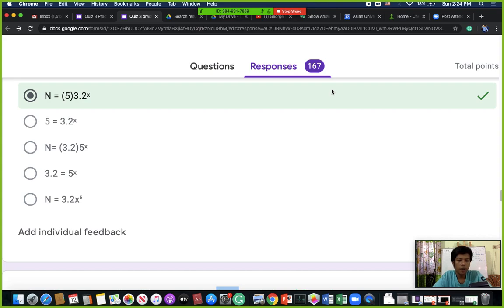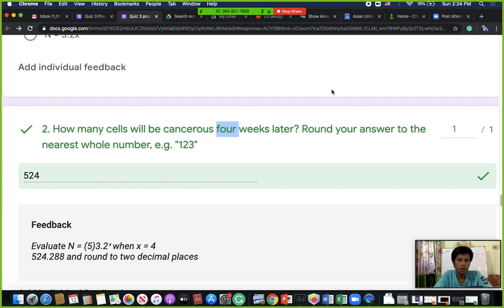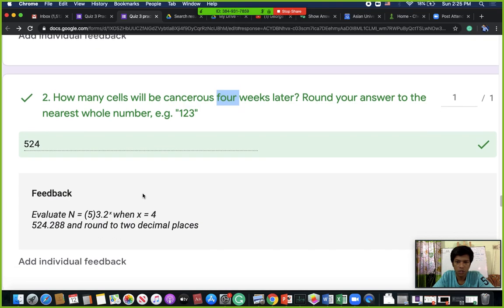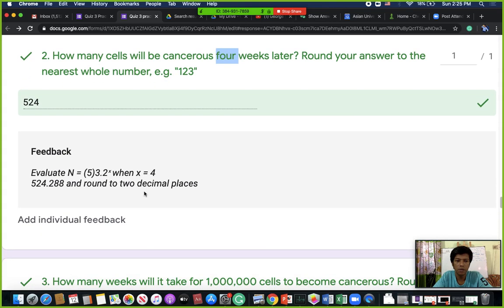We get 524.288. See this, this is the calculation: 5 into 3.2 to the power 4. Just in the calculator, if you put the value, the answer will come. In place of x, if you put 4, 5 into 3.2 to the power 4, the answer is this. And if you round it off, then 524 is the answer.